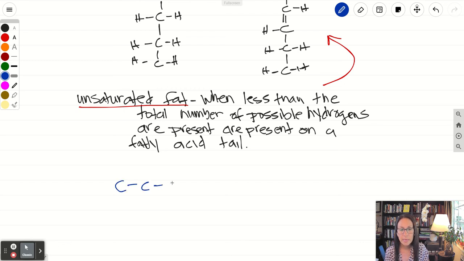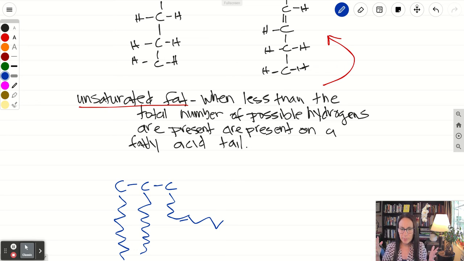A triglyceride has a glycerol, and then it has fatty acid tails, okay? And this is just a representation of the carbon-hydrogen chain. And so this one, let's say, is saturated. This one is saturated. And let's say this third one is unsaturated, okay? And so when there is a double bond, let me put the double bond here. It's drawn like this. And so what happens is it changes the shape of that fatty acid tail.